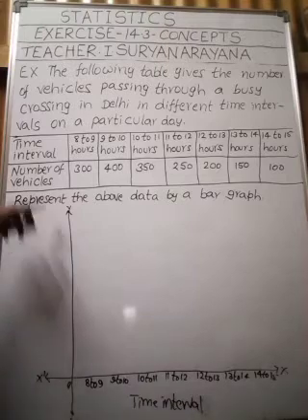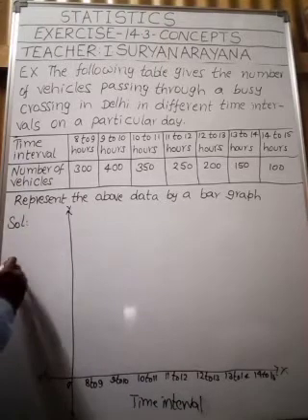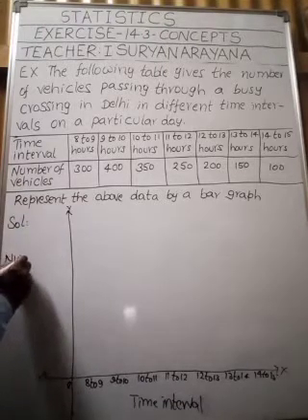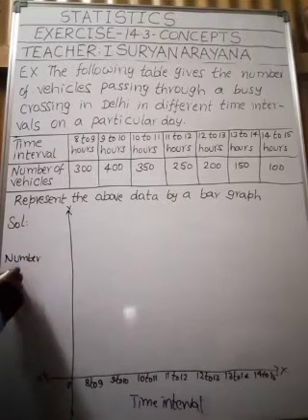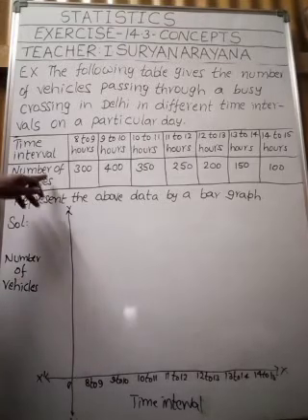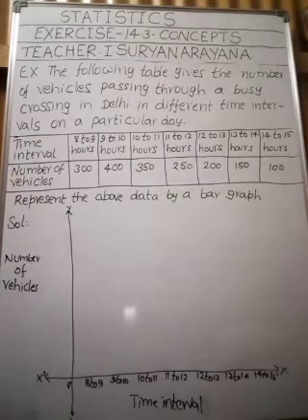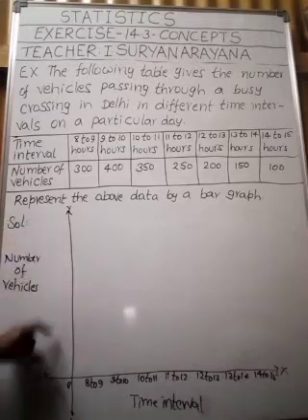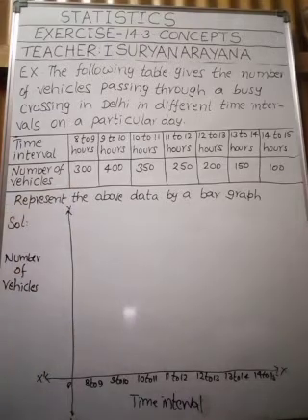On the y-axis we are taking the number of vehicles. Here we are taking the scale. On this y-axis, 1 centimeter is equal to 50 vehicles.